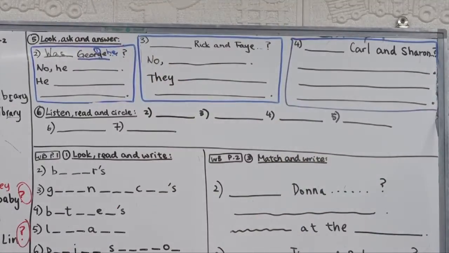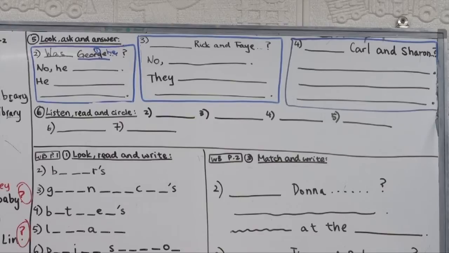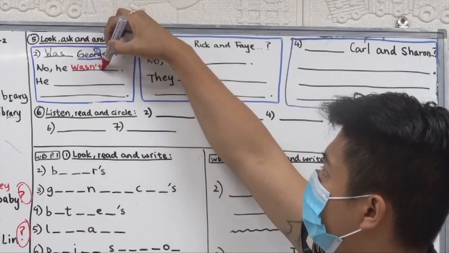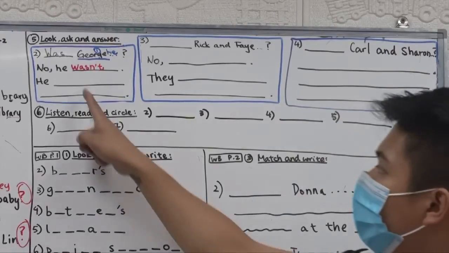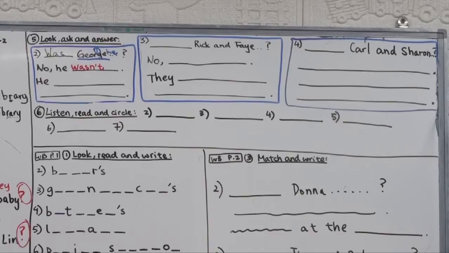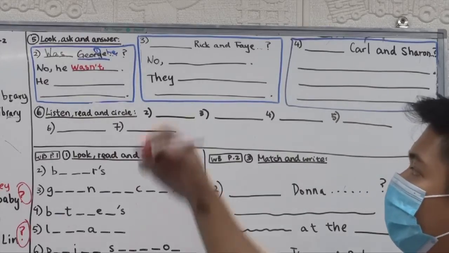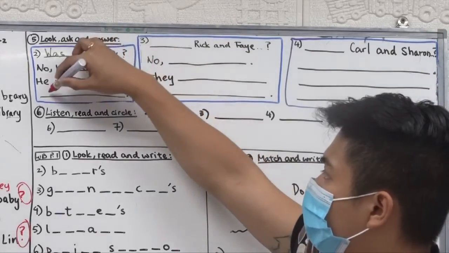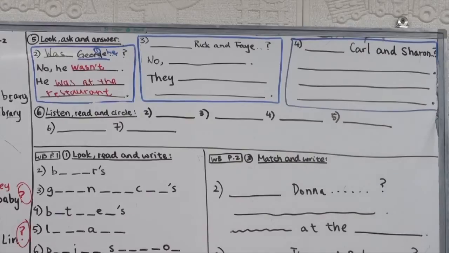Was he, or was George at the post office yesterday? And someone said no, so it's the negative, right? The negative, no. So no, he was or wasn't. Right, very good. No, he wasn't. Right, no, he wasn't. Alright, next one. He, okay, so now you write down where he was. Where was he instead, if not the post office? So where was he yesterday? So it should be he was, where? At the restaurant, right? He was at the restaurant. Okay.